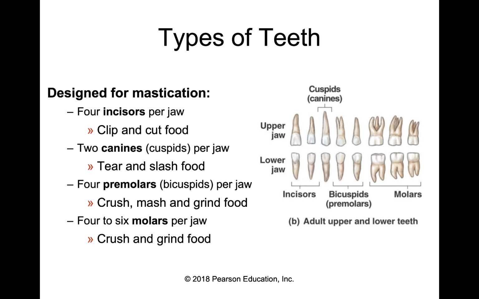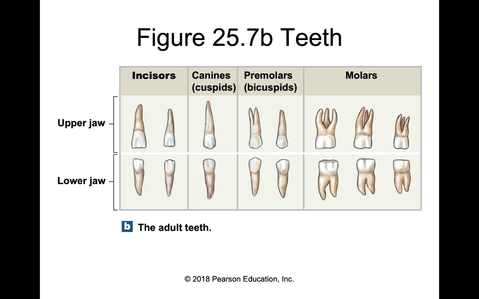And then there are molars. So these are the ones that are really doing a lot of work. These are going to crush and grind the food. So on this picture, you can see the canines, really pointy teeth, and then bicuspids, they have 2 cusps here. And then molars, they can be multicuspid.